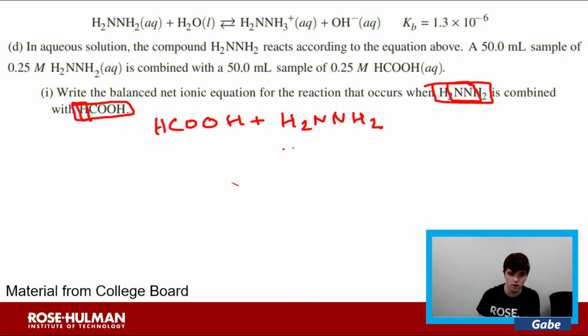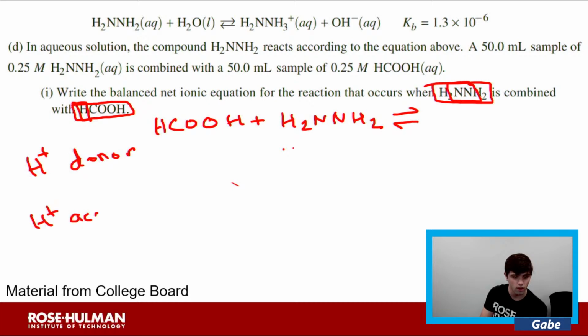So how do we write the net ionic equation? Well, we have our reactants, and then we know that it's going to be an equilibrium because we're given it as an equilibrium expression. And when we think about our acids and bases, we want to think of it as our Bronsted and Lowry acids and bases. So the definition of a Bronsted-Lowry acid is that it's going to be an H plus donor. So it's going to be giving away that H plus ion that made it the acid. And a Bronsted-Lowry definition of our base is going to be an H plus acceptor.